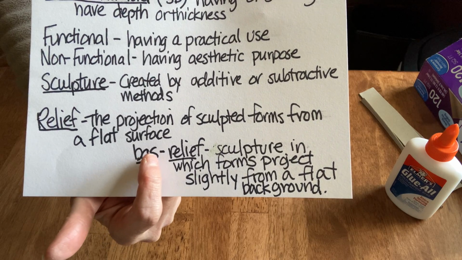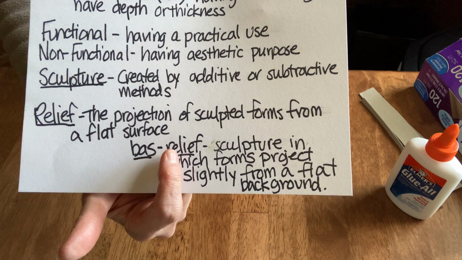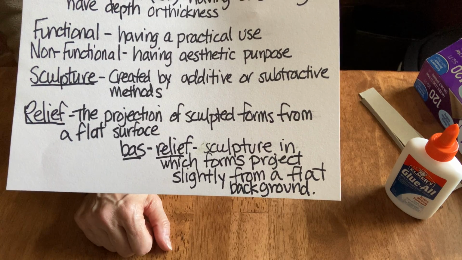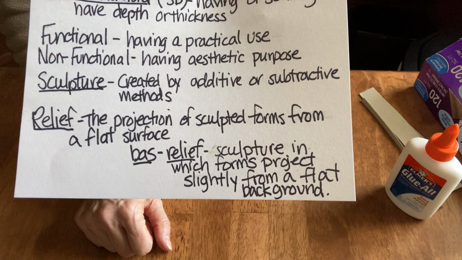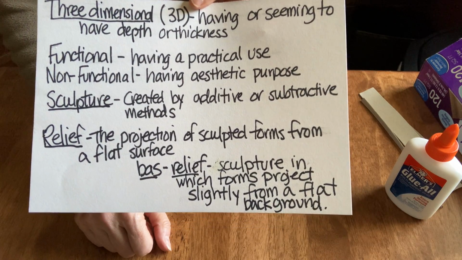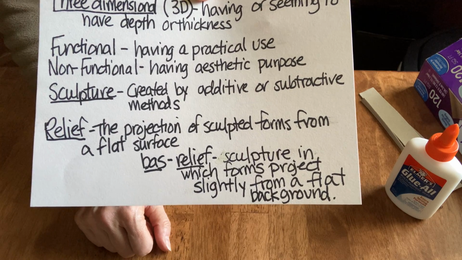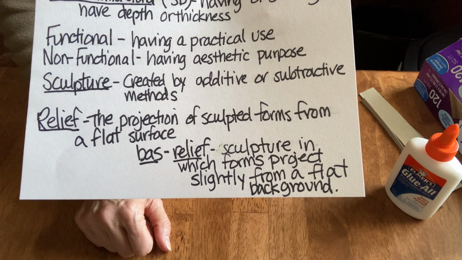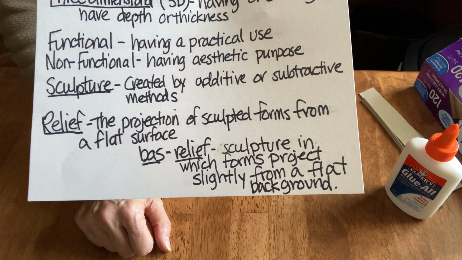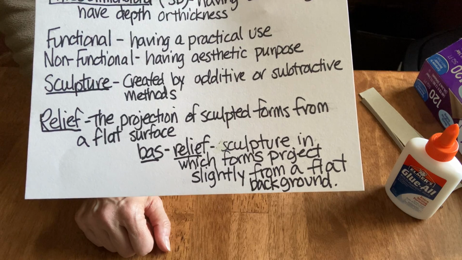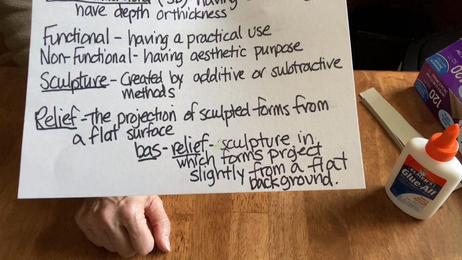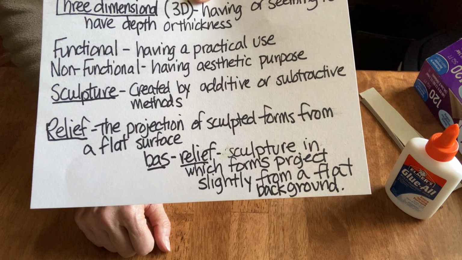Okay, it's French, so you don't pronounce the S. Bas-relief: sculpture in which the form projects very slightly from a flat background. When I do this in the classroom, this is always the first form of three-dimensional art that I do, because it's very easy to use really basic things that you have around your house, or things that are very, very inexpensive in the classroom to buy for a lot of people, okay?